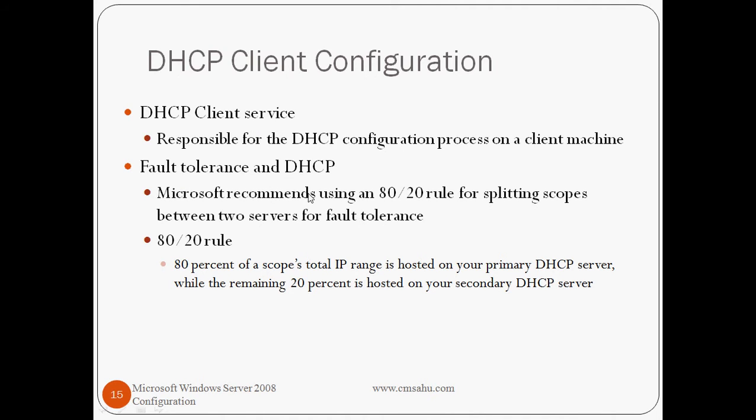And the fault tolerance of DHCP, Microsoft recommends using the 80-20 rule, guys. It is very crucial, and every system administrator should know about this rule. When we configure primary and secondary DHCP servers, 80% of the IPs will be provided from the primary and 20% from the secondary. It's splitting the IP addresses. It's a Microsoft technology rule, we call it 80-20. Okay, nothing more. So we can go ahead to the next slide.